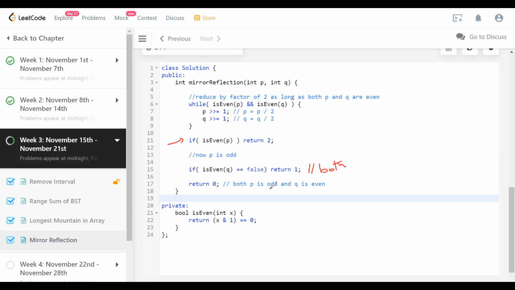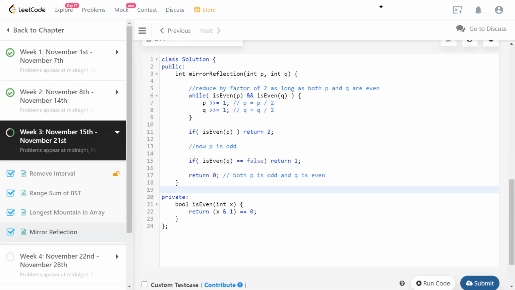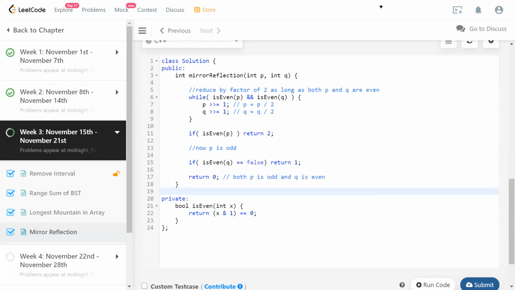So the only left out case is when P is odd and Q is even. In that case, we know that we cannot hit corner number 3. So there is only one corner left, which is corner number 0. It's going to be hit. So that's how simple it is. And this solution works. Let me submit and show you. So it is accepting.